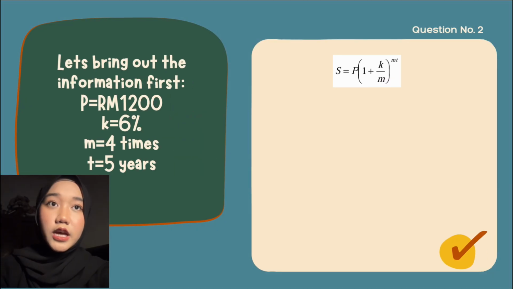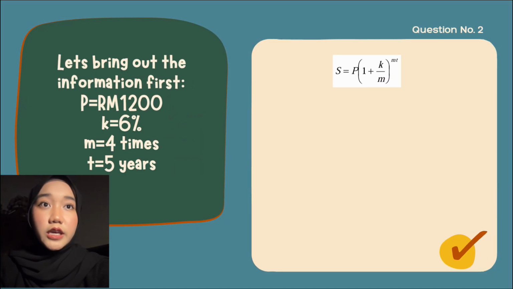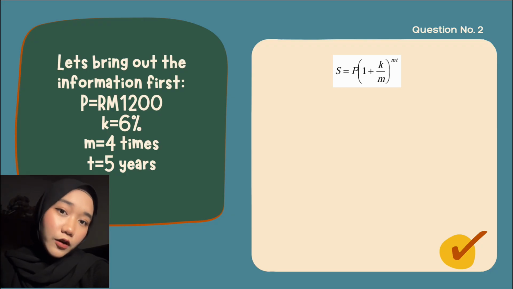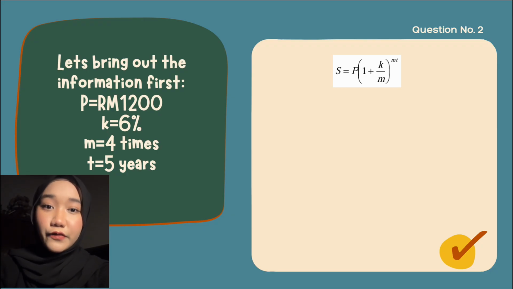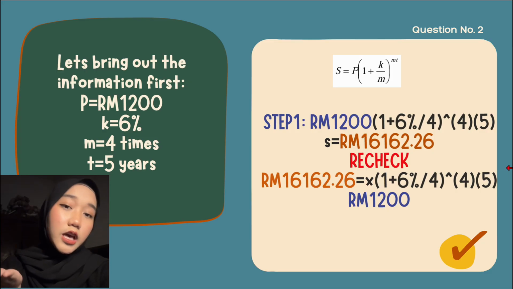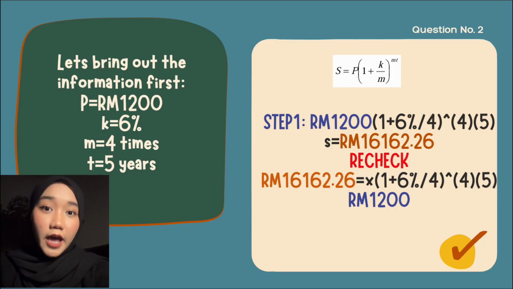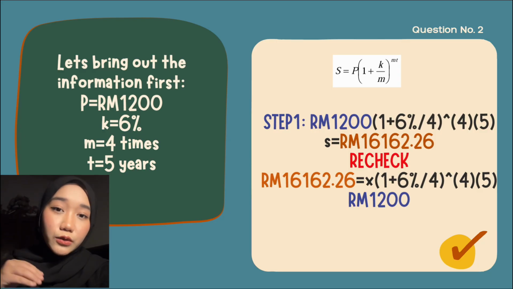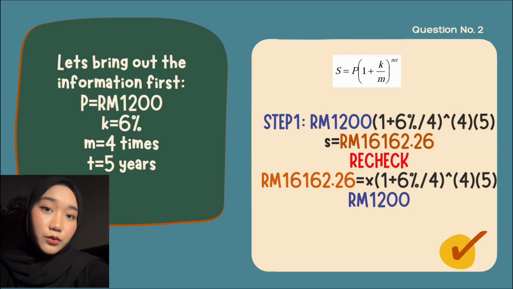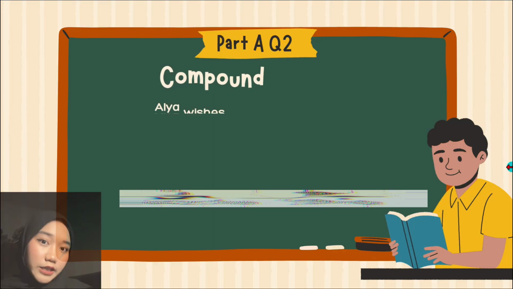Now the information first. P equal to 12,000, K equal to 6%, M equal to 4 times, and T equal to 5 years. We put all the information in and don't forget to calculate it. And we got the answer, which is S, our maturity value, is RM60,162.26. And you may reach the answer if the P is unknown, and we got RM12,000. Let's move to the next question.